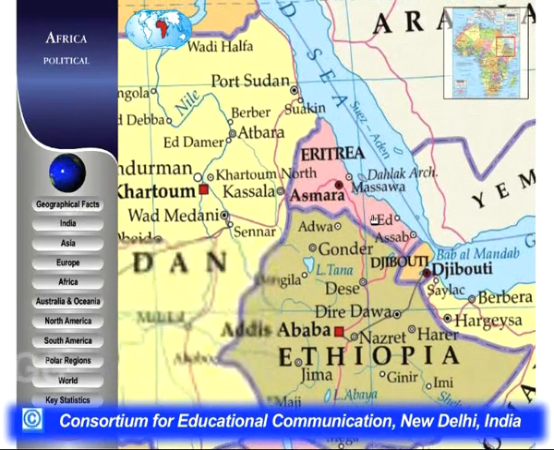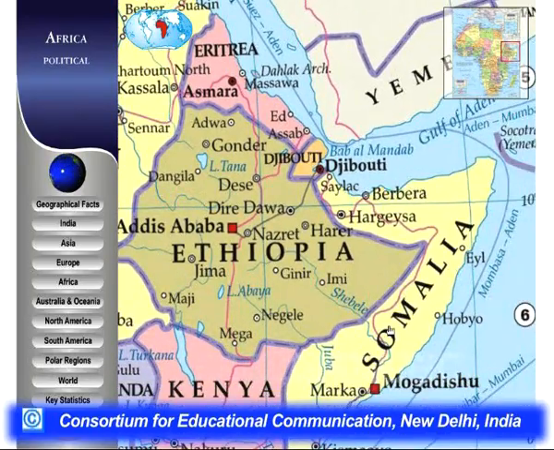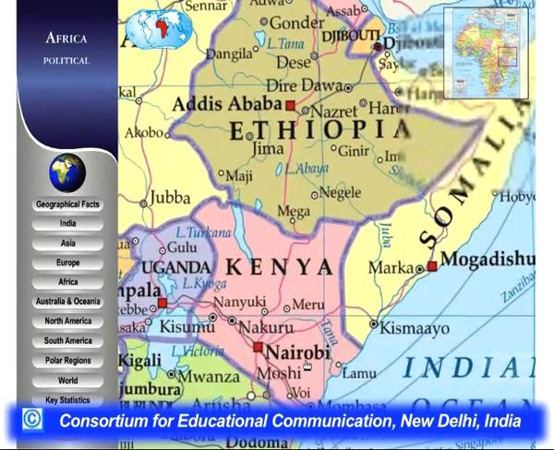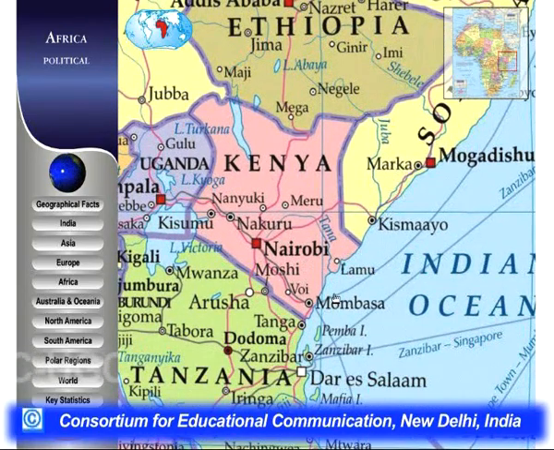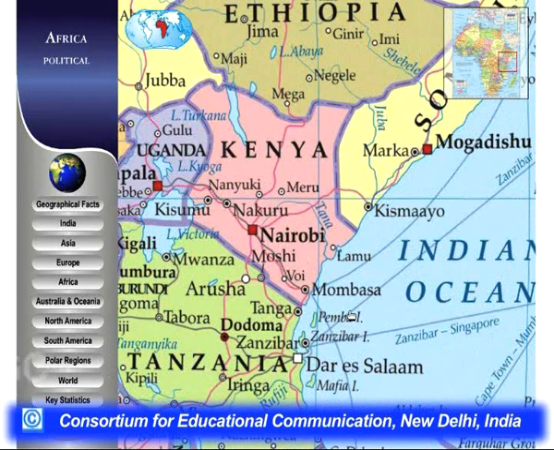Then Dahlak in Eritrea, Djibouti, having the Djibouti port, Mogadishu of Somalia, and Mombasa of Kenya. Friends, you know, Ethiopia and Kenya are the major producers of tea and coffee of the Africa continent. And the tea and coffee from Africa is exported from Mombasa. So Mombasa is a major port famous for the export of tea and coffee.